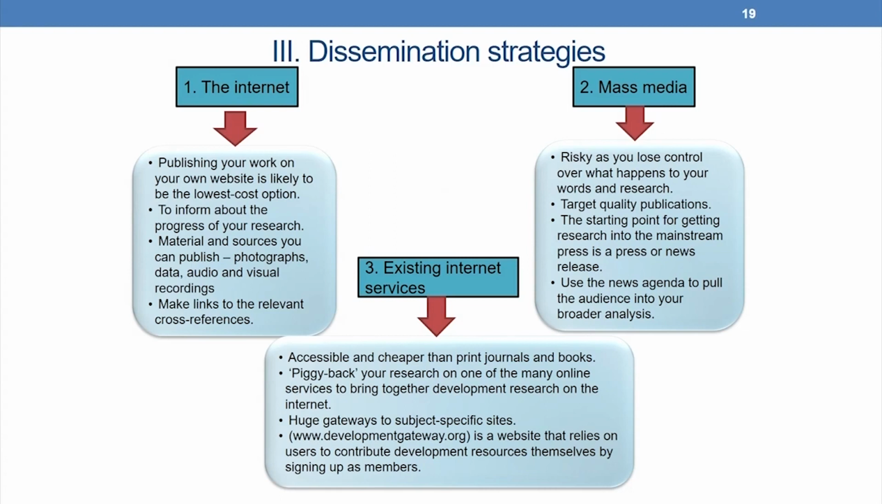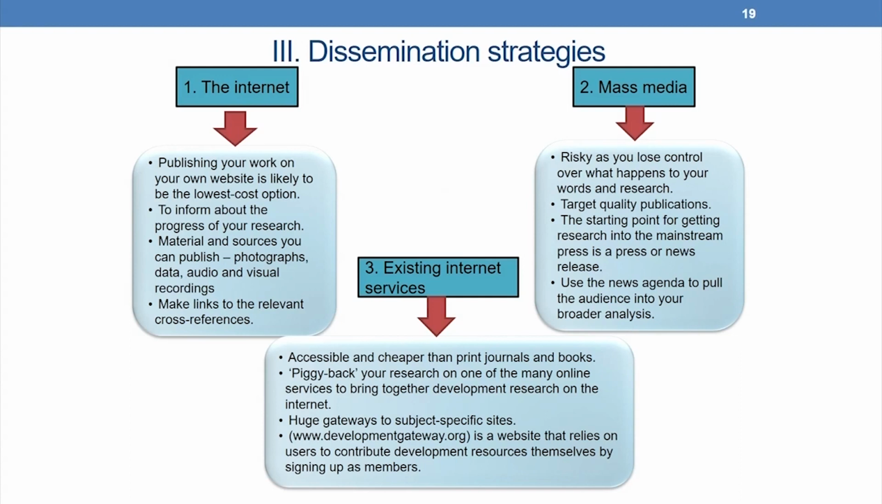Second is mass media. This is risky as you lose control over what happens to your words and research, particularly television and newspapers. Therefore, you target quality publications. The starting point for getting research into the mainstream press is a press or news release, and you use the news agenda to pull the audience into your broader analysis.